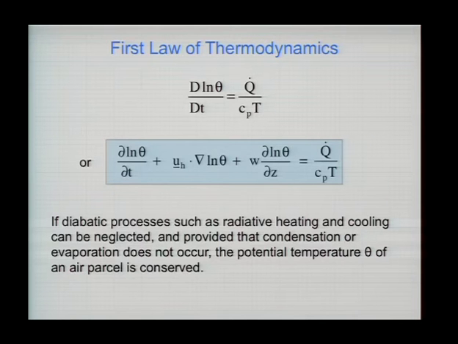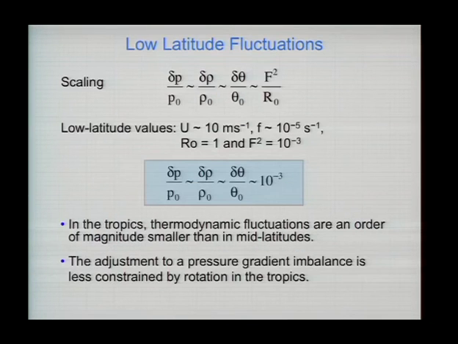We take the material derivative and expand it: partial derivative with respect to time, horizontal advection, and vertical advection equals the heating rate. That's our first law. Log potential temperature, if we like, satisfies that. Let's see what the implications are of our scale for this. After all, we've said that the change in the potential temperature divided by the potential temperature is like f squared on r.